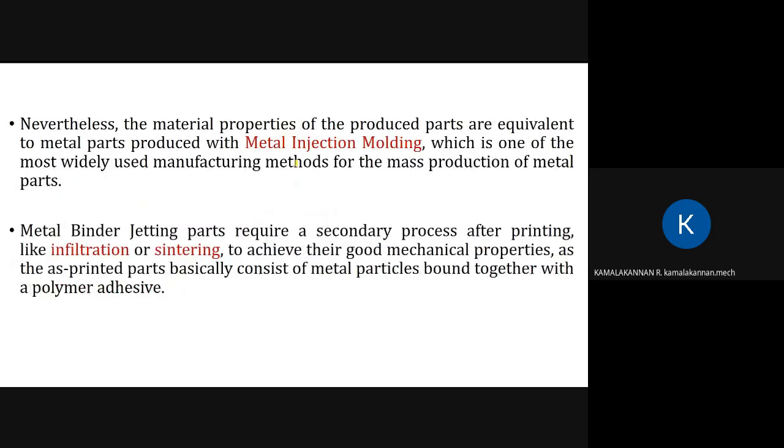Here, as I told you before, metal binder jetting requires a secondary process after printing, the post processing. Post processing here can be infiltration or sintering, so that you can achieve good mechanical properties. Otherwise the product will be called a green material, in a brittle stage, so you cannot use it for any other purpose. It will be only for showcase. Even if you want to use it in sand casting, you need some strength to withstand the pressure and the load, so it has to be infiltrated or sintered.